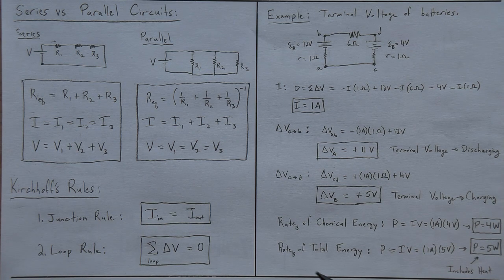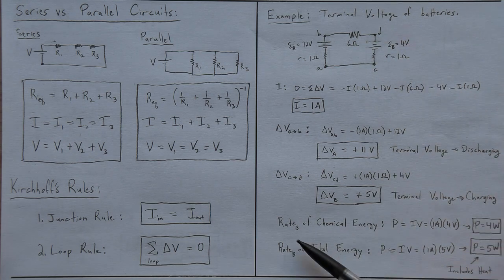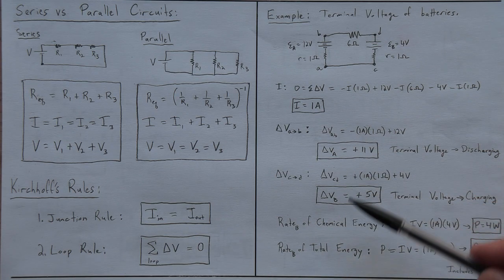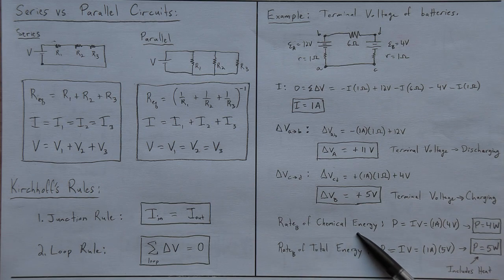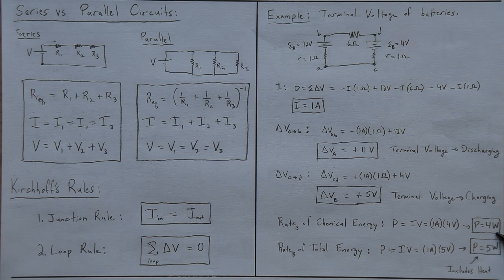Another couple things, the rate at which the chemical energy is being increased in this battery, remember, rate of energy is power. Power is work over time, right? The joules per second, that's the rate of chemical energy going in. Well, I have 1 amp, well, first of all, it's IV from the previous page. The current's 1 amp, and I'm forcing it through the chemical reactions, which are 4 volts. So the battery is gaining chemical energy at 4 watts.